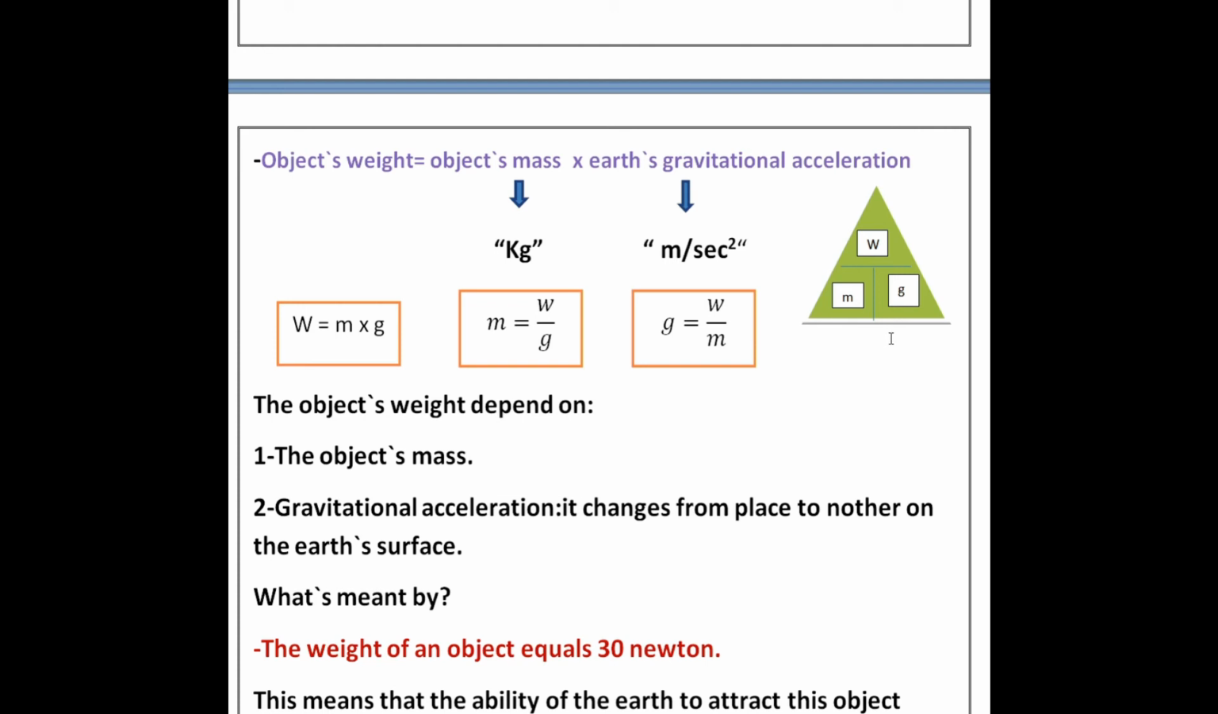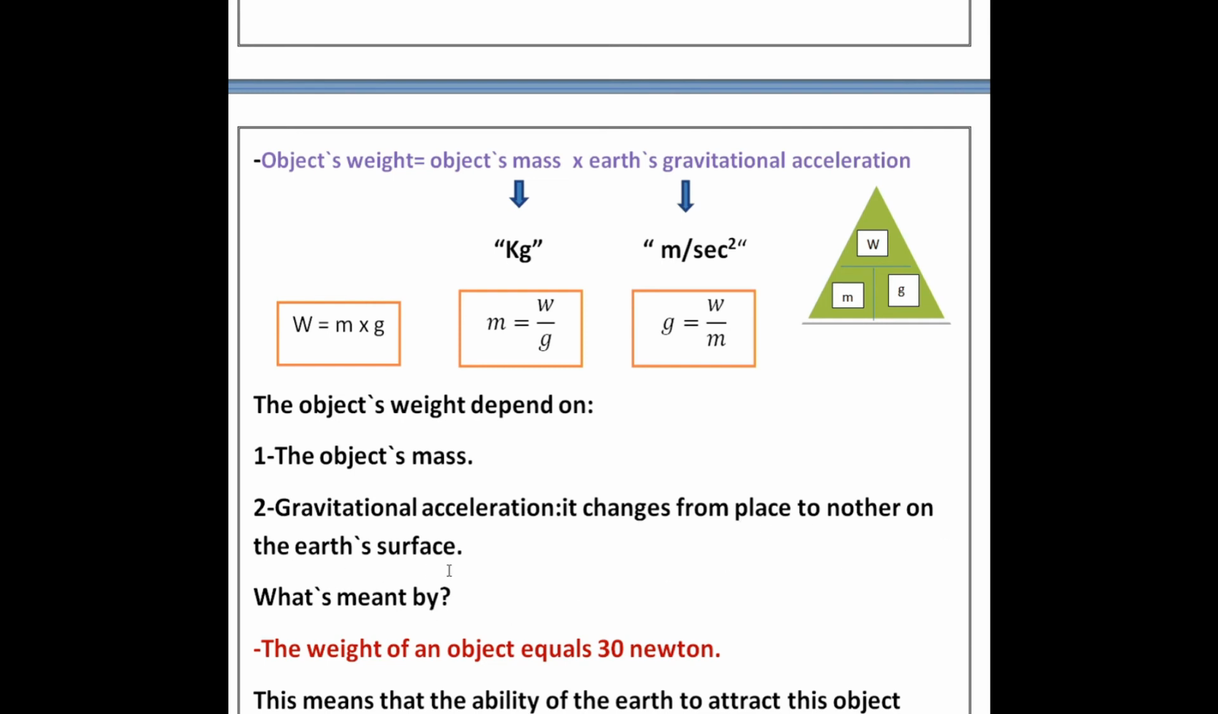So, from the law, I know the factors that the weight depends on. Number one, the object's mass. Number two, gravitational acceleration. Gravitational acceleration changes from one place to another on the Earth's surface.